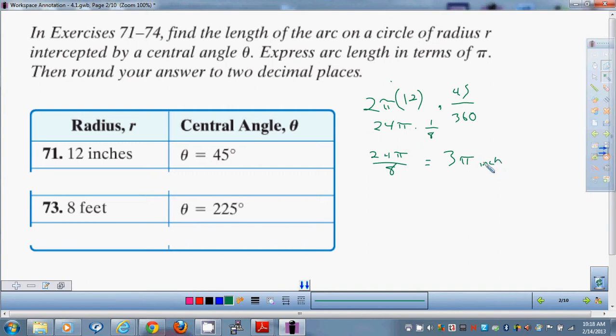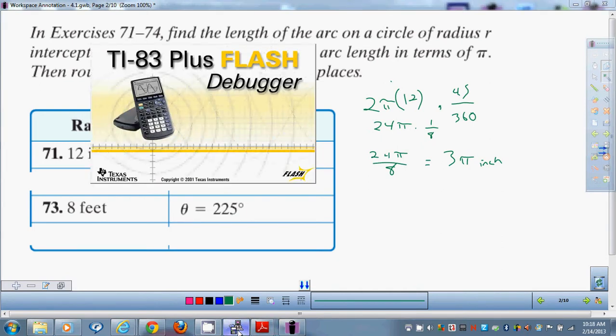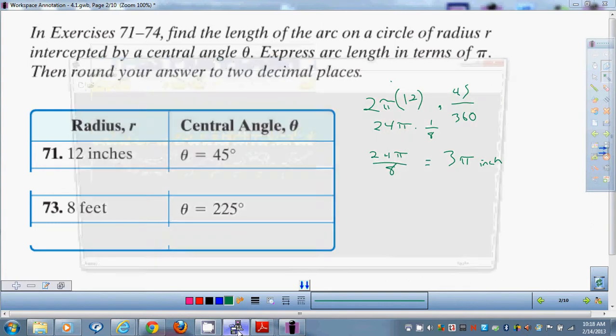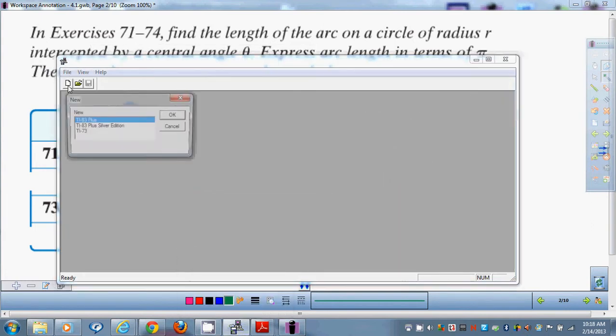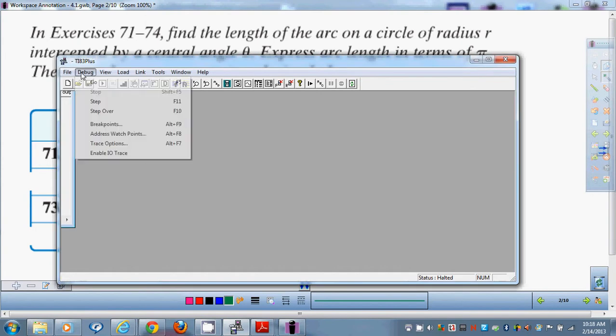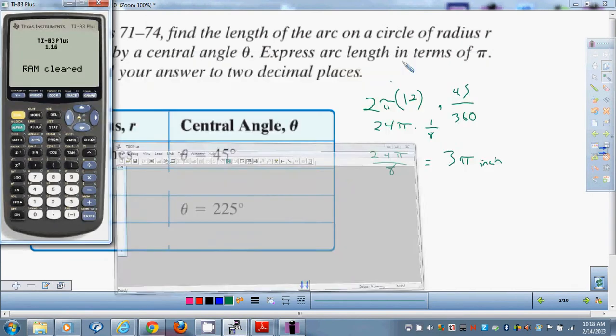Or, like I said, if you don't like all that reducing stuff, then just put it in the calculator. Yes, inches. I should include units. Probably not, just because I don't care that much, but technically it would be incomplete. Okay.